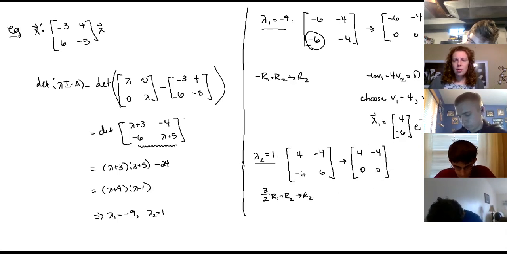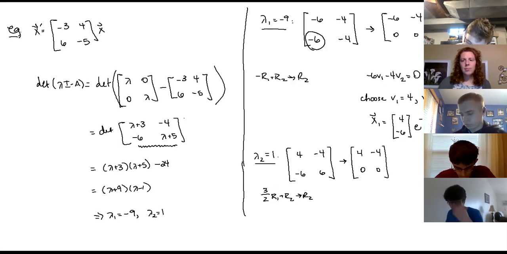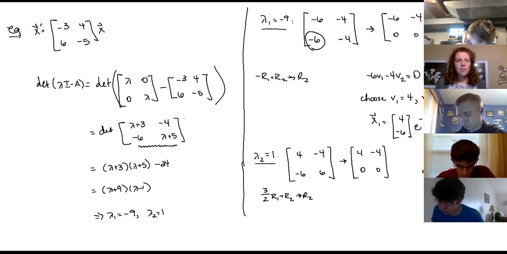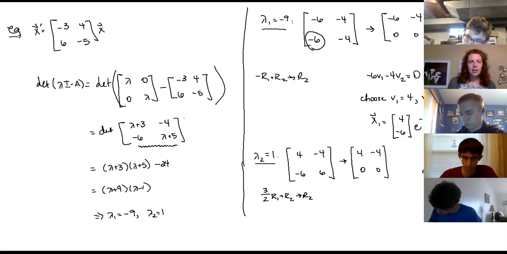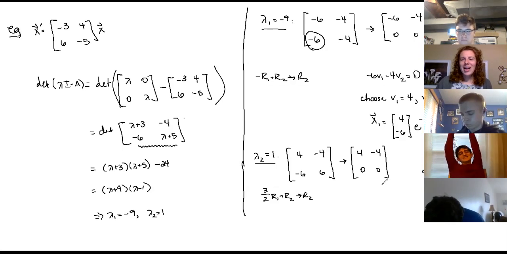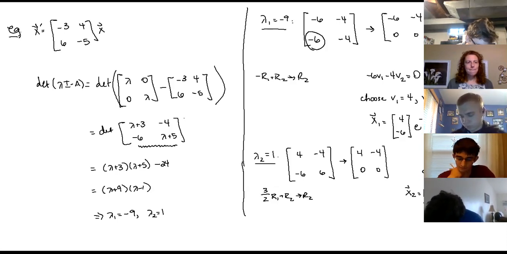This turns into 4v1 minus 4v2 equals 0. So let's go ahead and choose v1 equals 1, and then v2 also equals 1. If we were doing this in class, I would let you guys choose. Not so much today, sorry. All right, so therefore, x2 equals 1, 1 times e to the 1t.